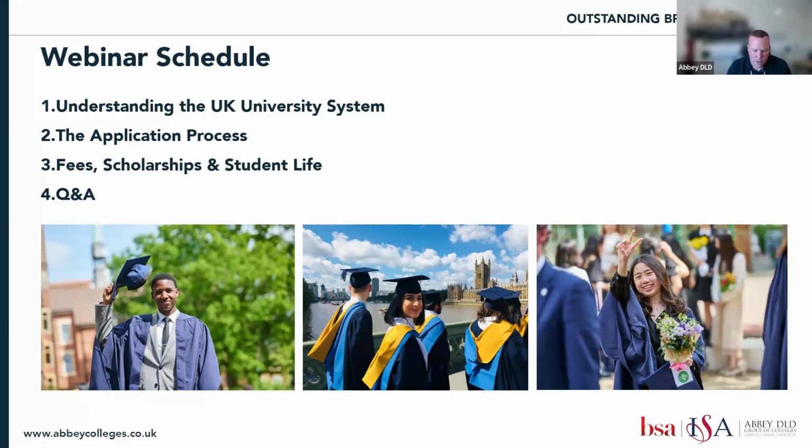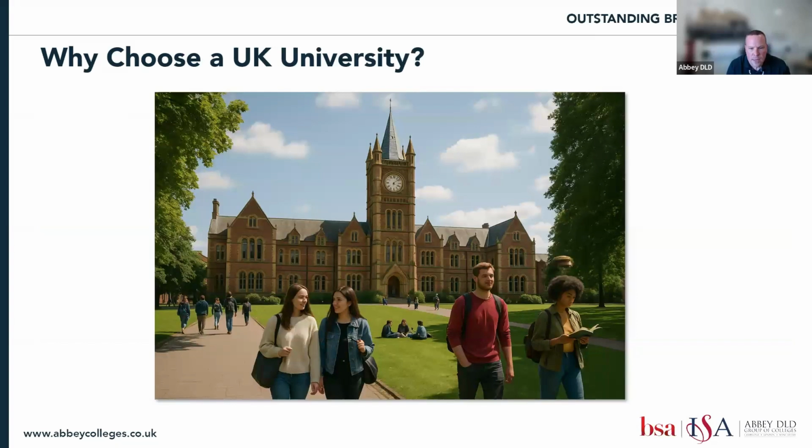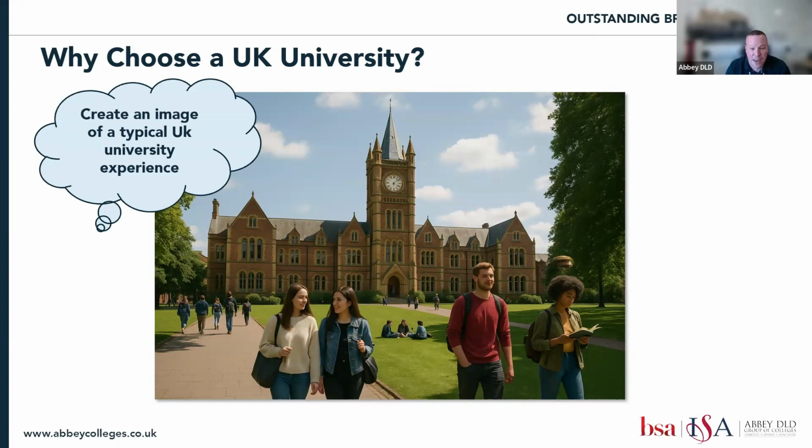Okay, so next slide. So this is what we're talking about really. Why choose a UK university? And you can see on my picture there, I've got a lovely picture of a typical UK university, what we all imagine it to be like. And I can definitely say that it is an imagination of a typical UK university because it's what ChatGPT or AI came up with. And I asked it to create an image of a typical UK university.